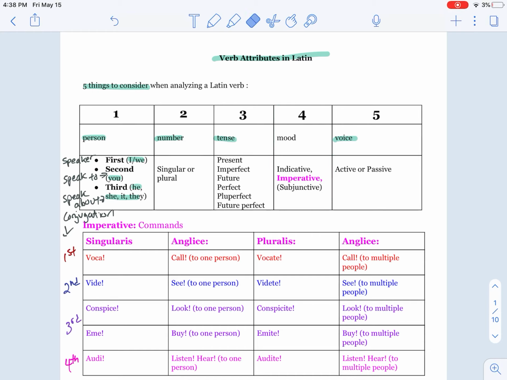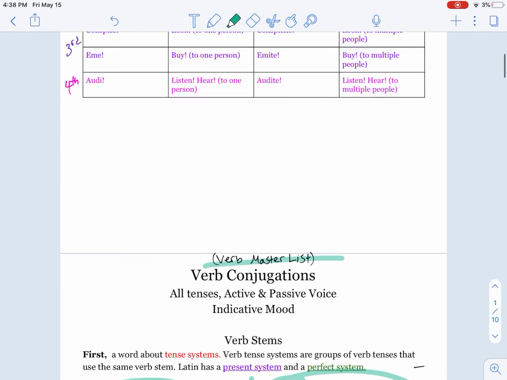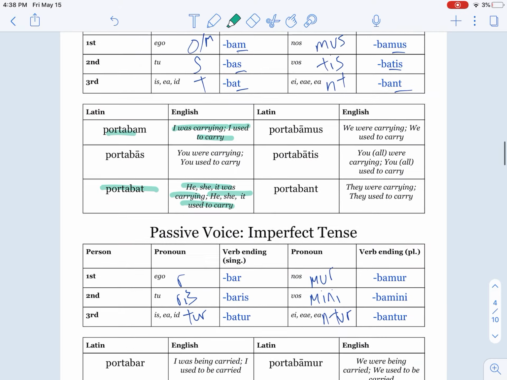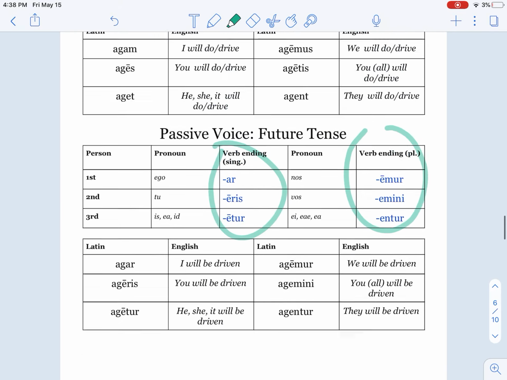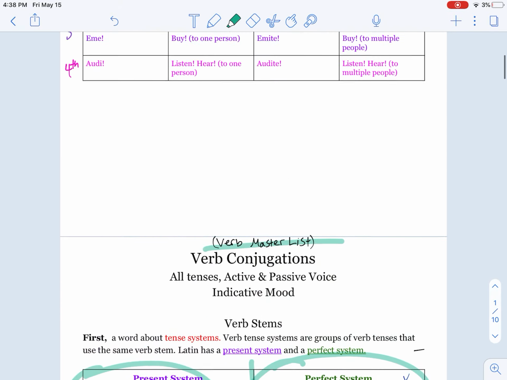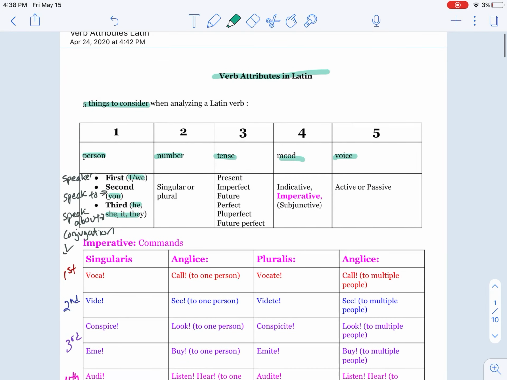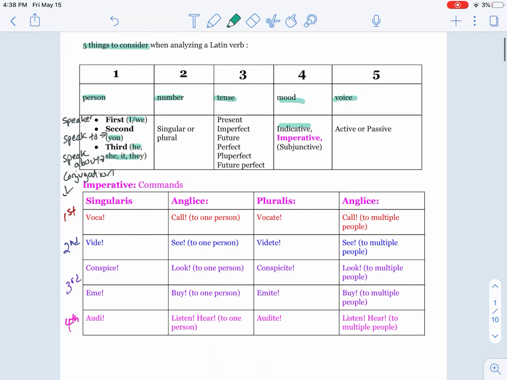The last attribute of a verb that I put in parentheses here is called mood. And the mood refers to kind of the feeling that you have, like the approach to the verb. I don't really know how to put that into words. So basically all the verbs we know, all of these endings for all the tenses that we just looked at, no matter what tense it is, those are all indicative. So indicative is like normal. And so if it's not indicative, it's because it's imperative.